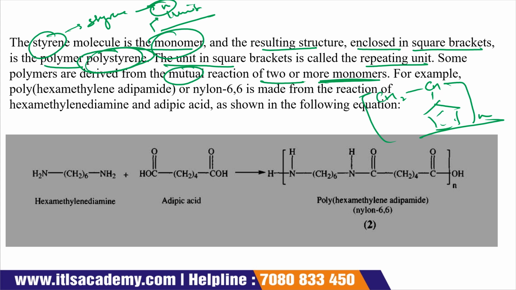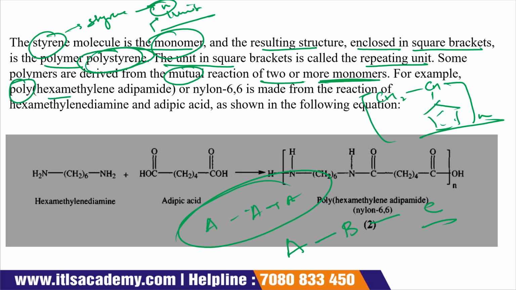Suppose A forms a bond with A, then this is the same type of monomer. Now suppose A forms a bond with B and B forms a bond with C. Now this will come under the next category, in which there is a mutual reaction between the monomers and then polymers are formed. For example, polyhexamethylene adipamide, that is nylon 6,6, which is made from the reaction of hexamethylene diamine and adipic acid.